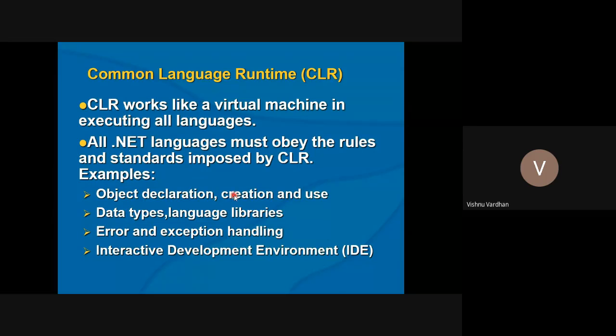Okay. So object declaration, creation and use is basically being done by the CLR. Data types and language libraries will be ensured so that they are compatible, reachable, referred properly, and type safe. Everything is checked in the CLR by the CLR. Then error and exception handling is also raised at this level.